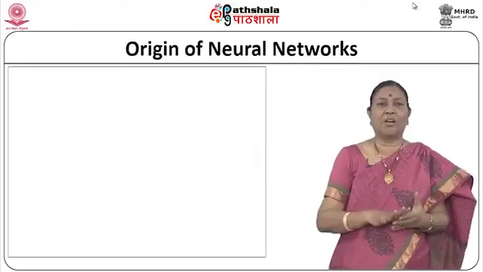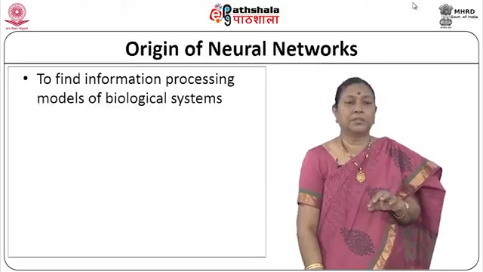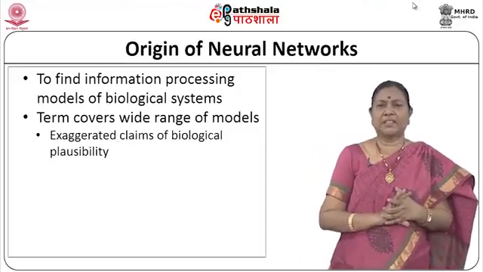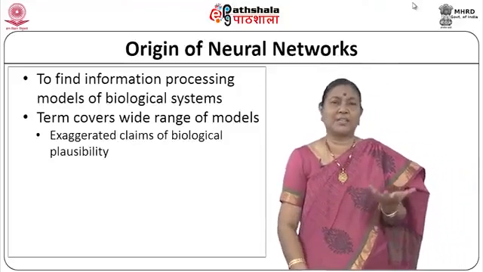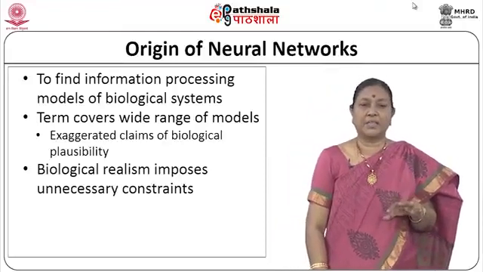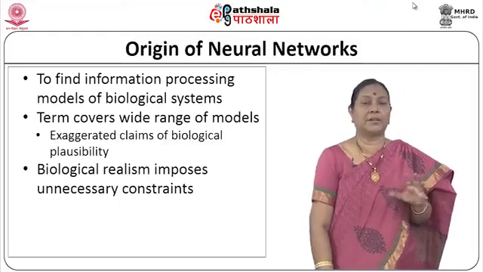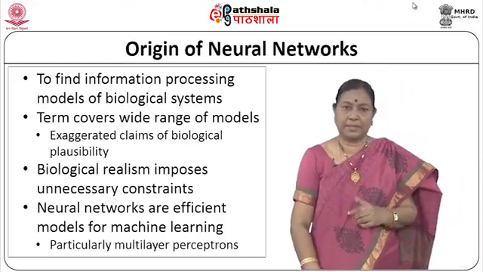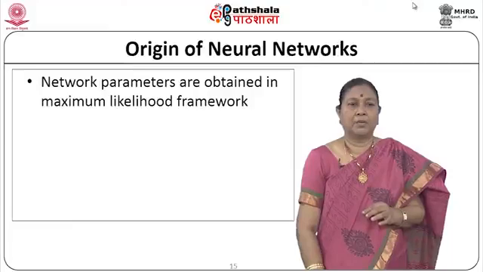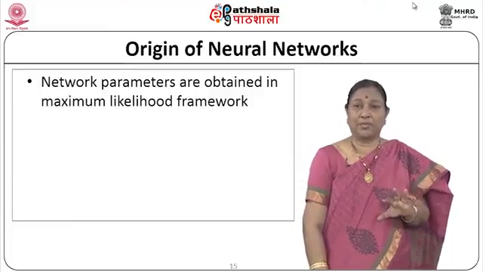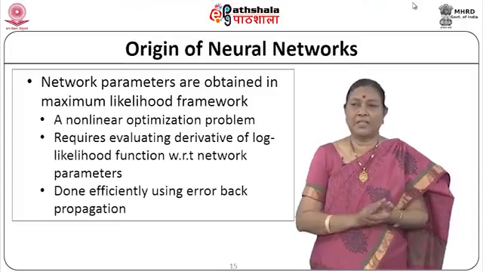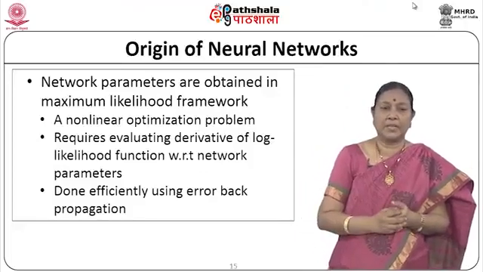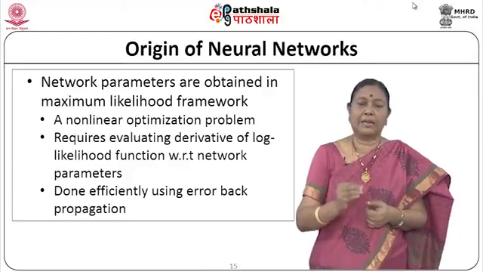Now, let us go back to the origin of neural networks before we go further. They were meant to find information processing models of biological systems. The term covers a wide range of models, with exaggerated claims of biological plausibility. Actually, it is just a basis, that is all. And biological realism imposes unnecessary constraints, so a lot of biological realism we are taking away. Neural networks are efficient models for machine learning, particularly multi-layer perceptrons, which we will be seeing as we go along. Now, network parameters are obtained in a maximum likelihood framework, we will come to that again. It is a nonlinear optimization problem, and it requires evaluating derivatives of the log likelihood with respect to network parameters, and this is done efficiently using error back propagation.